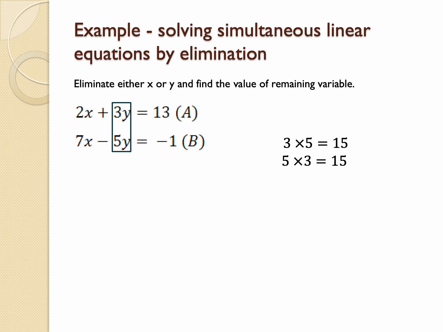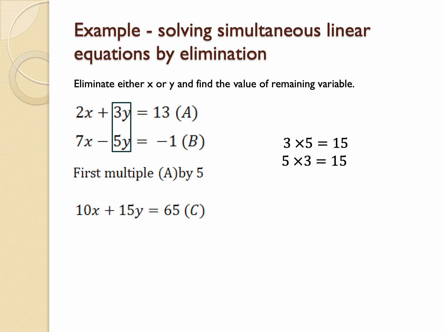So if we want to eliminate the y's, we'll have to make the y's equal in both the equations. To do that, we are going to multiply equation A by 5. Multiplying an equation means we multiply both sides of the equation by 5. So A turns into 10x plus 15y. 5 is multiplied by the left side, so 2x became 10x and 3y became 15y. And similarly on the right side, the 13 also got multiplied by 5, so it became 65. So now we've got another equation, we label it C.